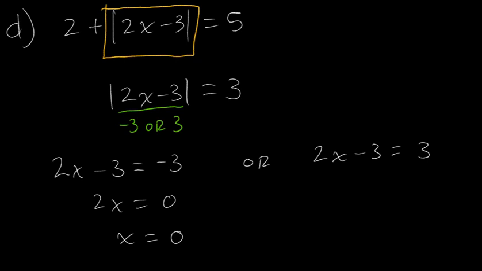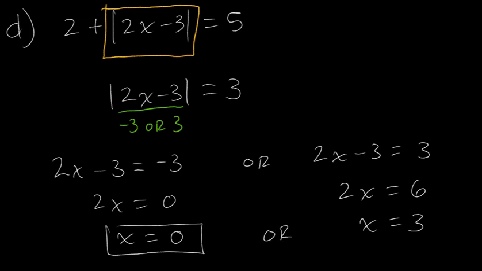x can be 0. The other solution, let's add 3 to both sides. I get that 2x is equal to 6, right? 3 plus 3. I added 3 to both sides, and now when I divide both sides by 2, I get that x is 3. So my 2 solutions are x is 0 or x is 3.